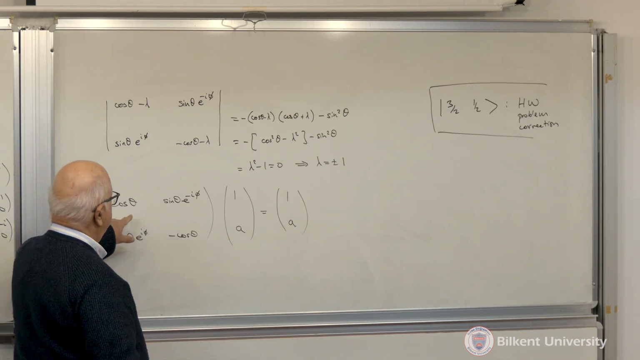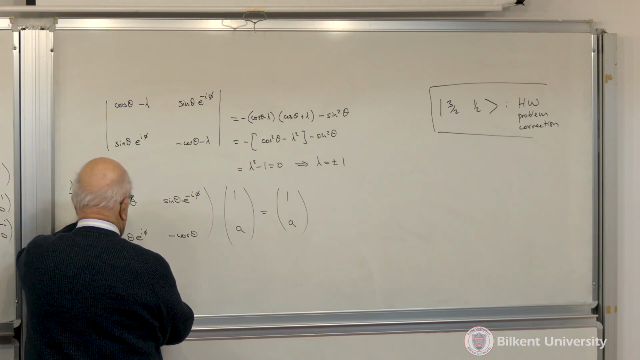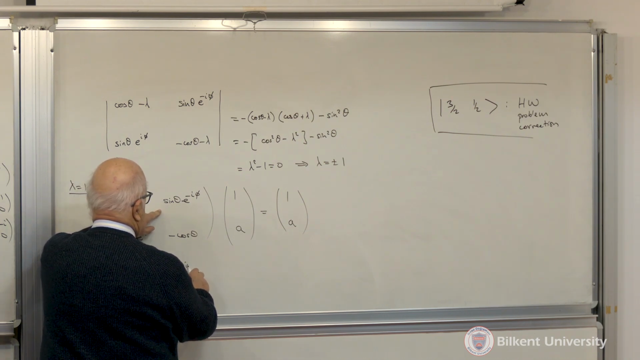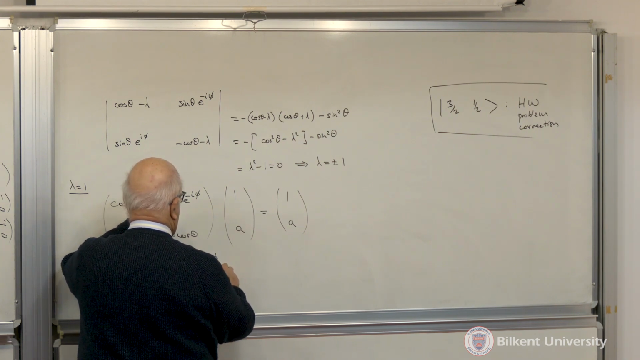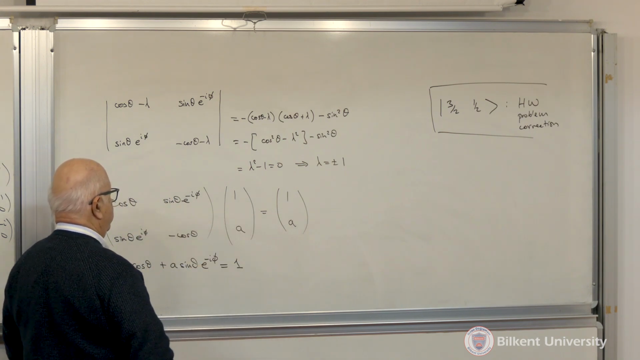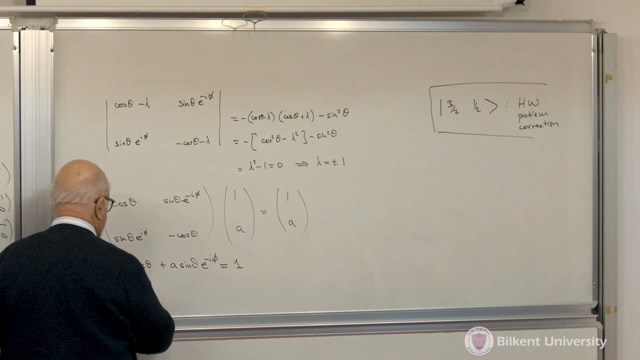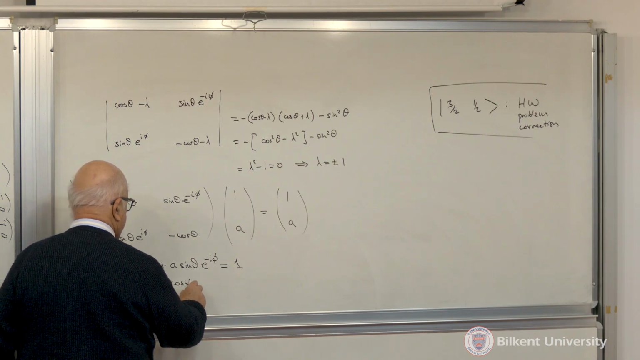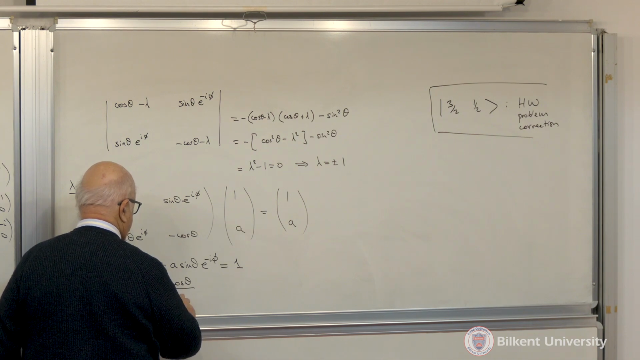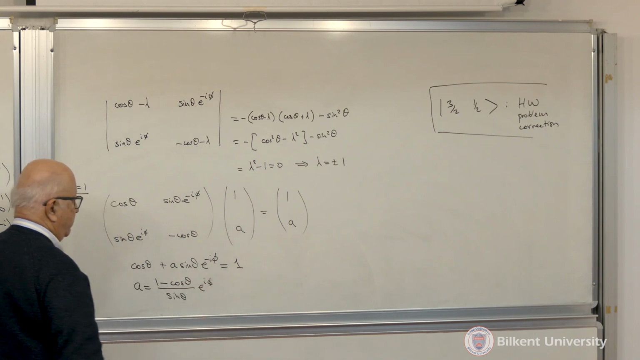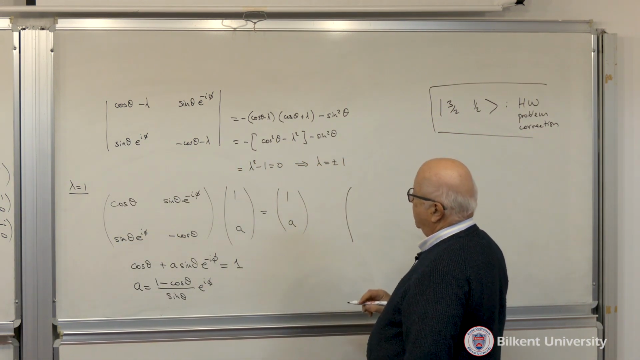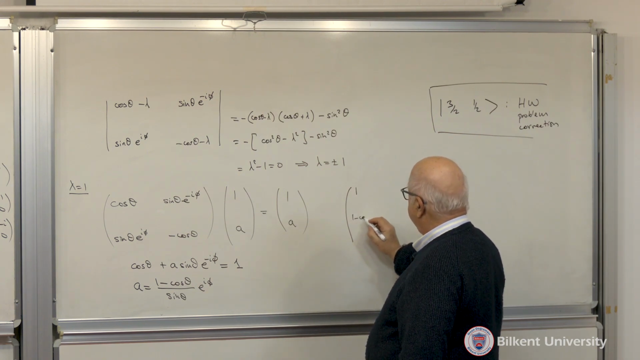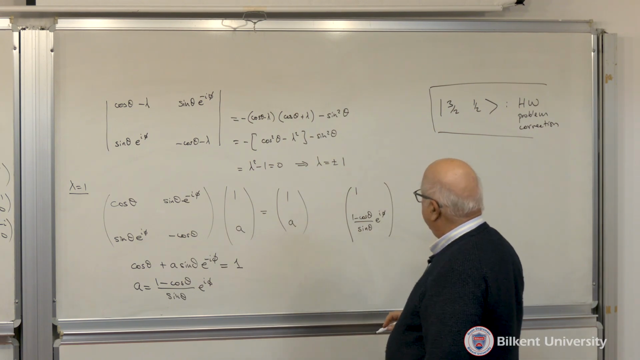All right, so what does that give me? That gives me cosine theta plus a sine theta e to the minus i phi is equal to 1. That's what the first equation says. So this says a is equal to (1 minus cosine theta) divided by sine theta, multiplied by e to the i phi. So that's my eigenvector for lambda equals 1. I'm going to get 1 and (1 minus cosine theta) divided by sine theta, e to the i phi.